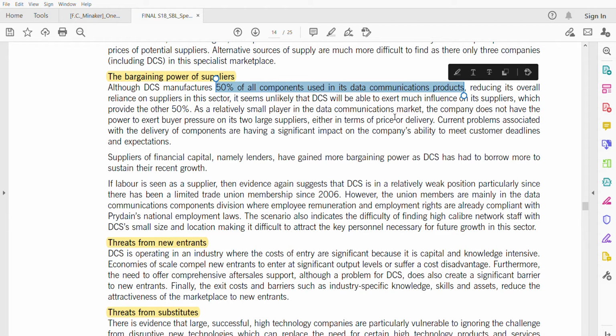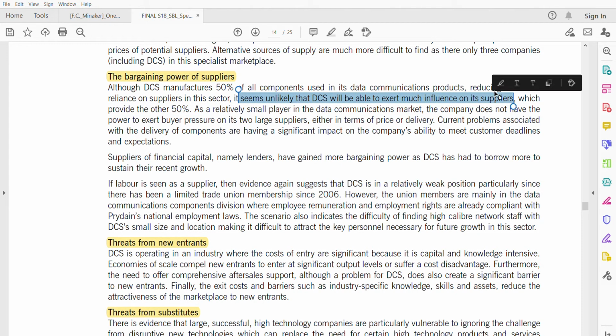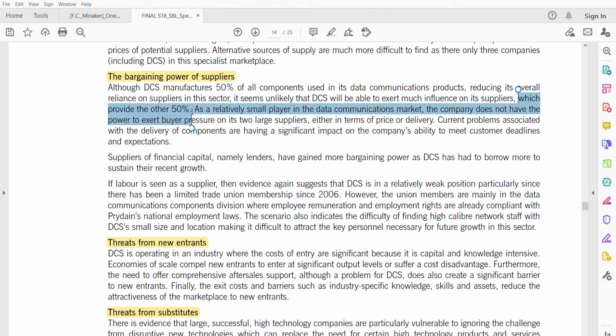It seems unlikely that DCS will be able to exert much influence on its supplier, which provide the other 50%. Right? Because 50% is by the DCS company, they are only manufacturing their own component, but the other 50% is coming from the supplier. So that means it's equal, it's 50-50. So DCS in this condition will not be able to exert much influence on the supplier.